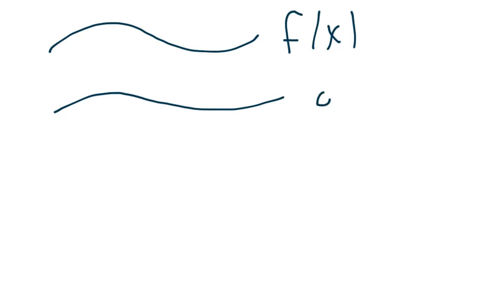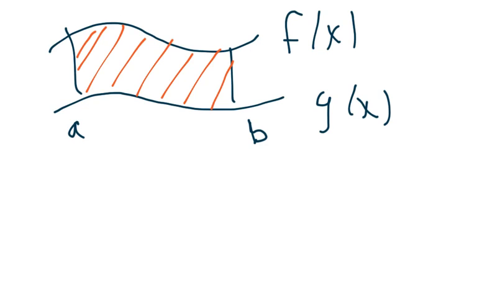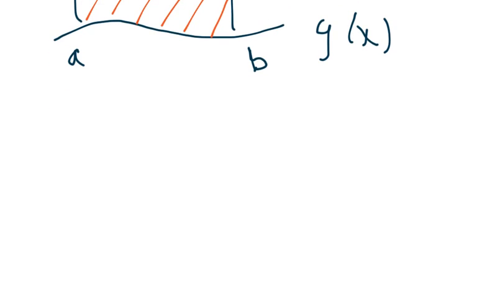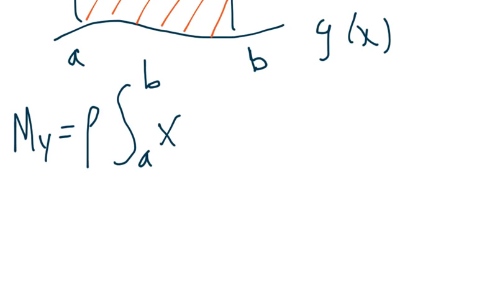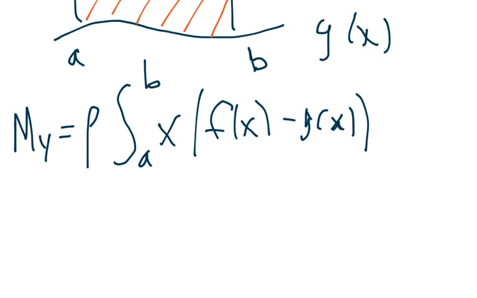So for two curves, just random curves here, from a to b, this is their interior. The My is given by rho integral from a to b of x times f of x minus g of x dx. Okay, so here that's a little bit tricky, right?